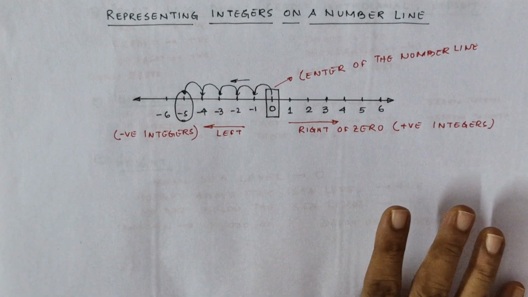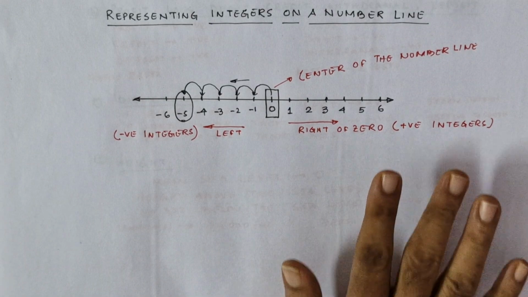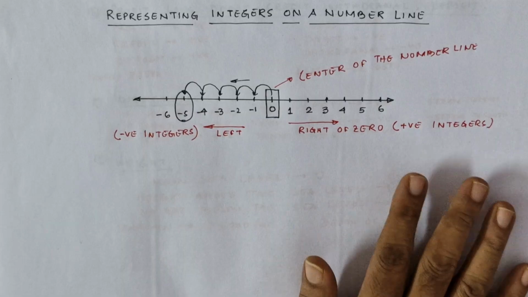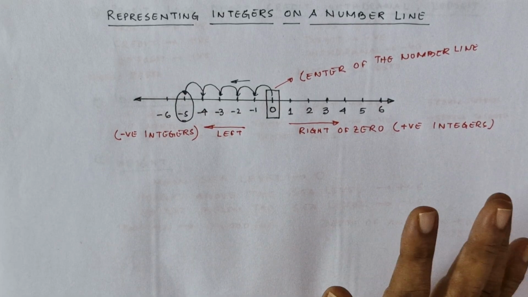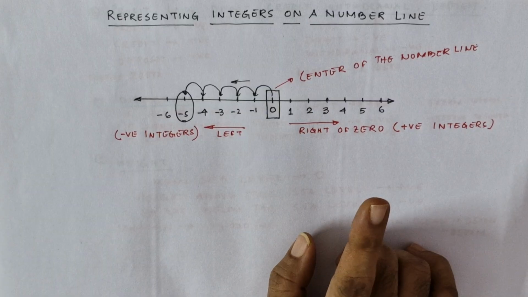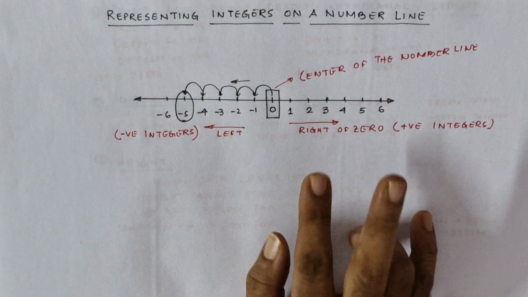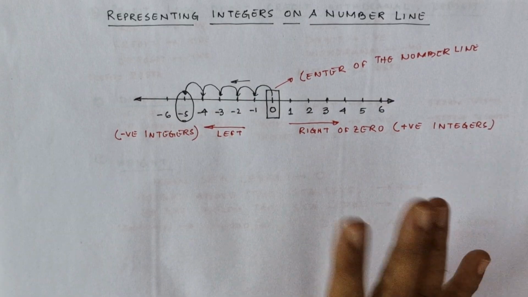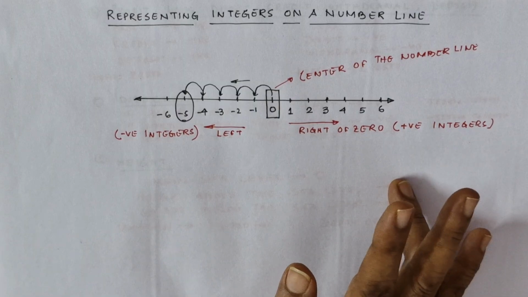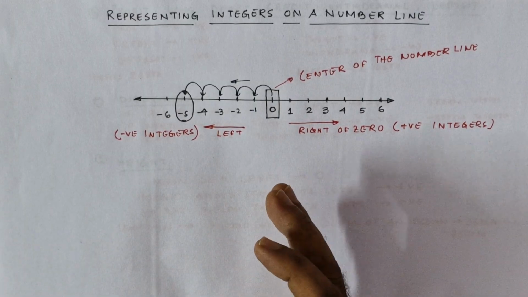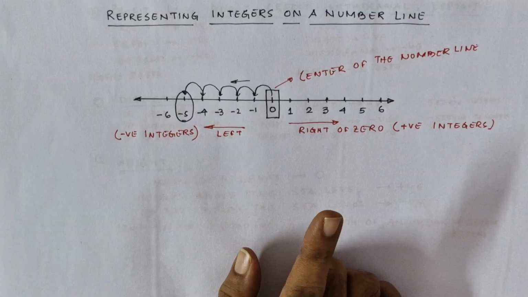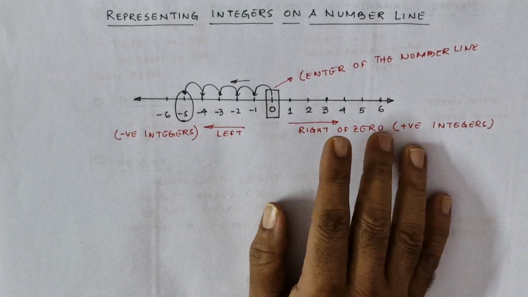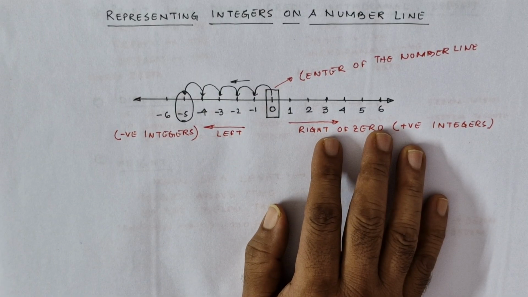Got it? So we'll end the lecture here. I hope you have enjoyed today's lecture and understood. In the next lecture of this series, we'll cover how to compare integers. Second, how to order integers in ascending or descending order. We'll also learn what opposite numbers are, and what the absolute value of integers is, and obviously we'll go through a few exercises.